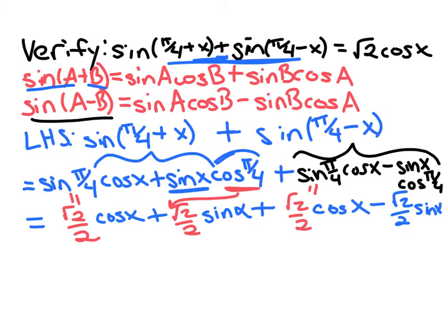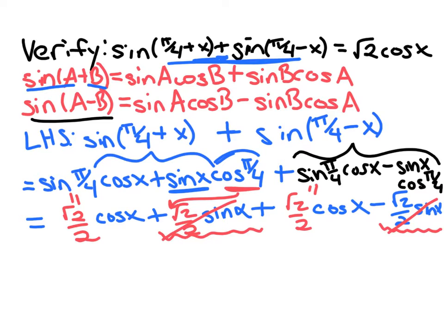Now we would want to combine like terms. Notice that we've got a positive square root of 2 over 2 times sine x, and then a negative square root of 2 over 2 times sine x. So those are going to go away. The net quantity of sine x's that we have is 0.